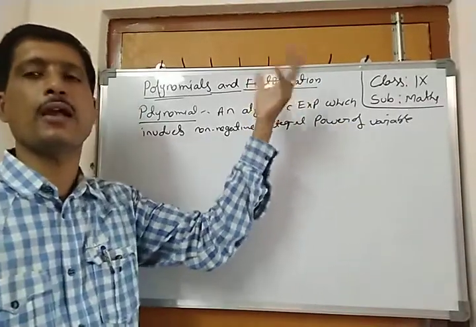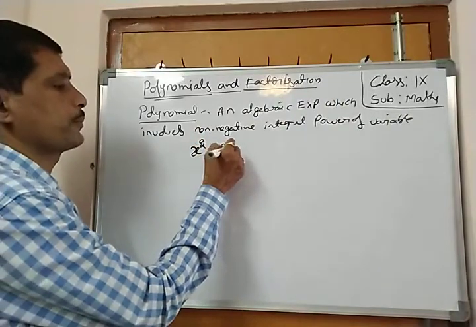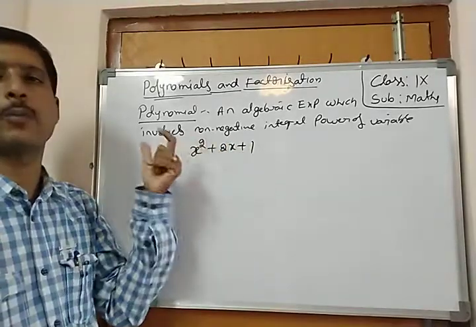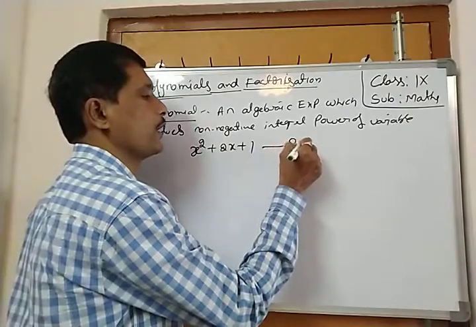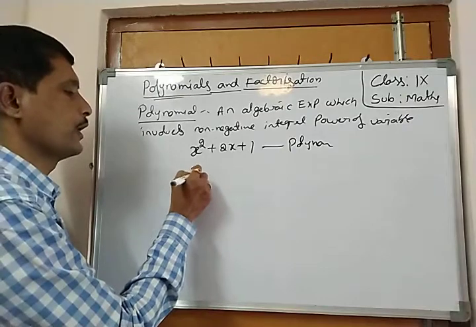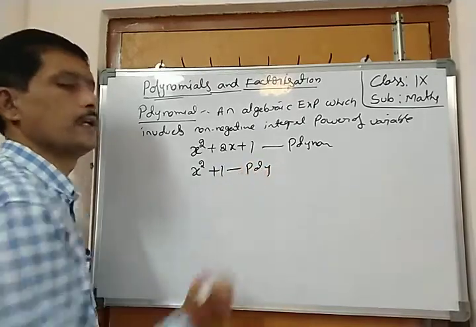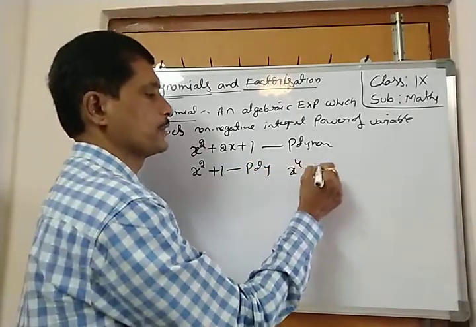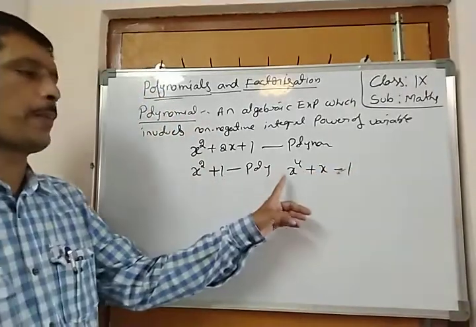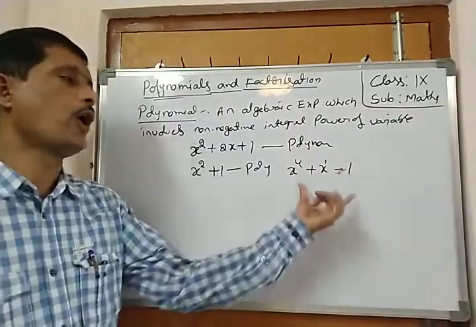In an algebraic expression, negative powers can also occur. Suppose you take x square plus 2x plus 1. Here x power 2 is there, here x power 1 is there, therefore all are positive. Therefore that is a polynomial in a variable x. Suppose x square plus 1, that is also a polynomial. Or x power 4 plus x plus 1, or minus 1, whatever it is, that is also a polynomial. Here the power should be positive only; where no power is written, it means 1, therefore that is a polynomial.